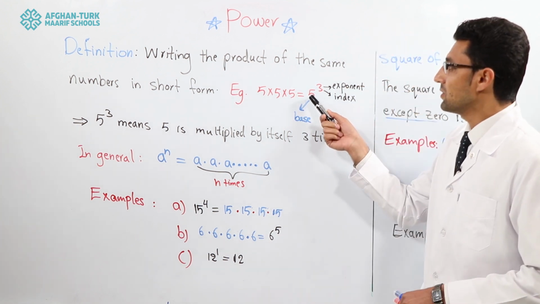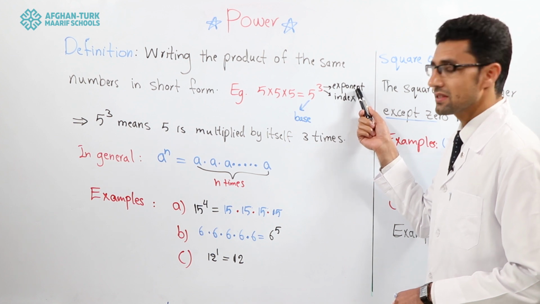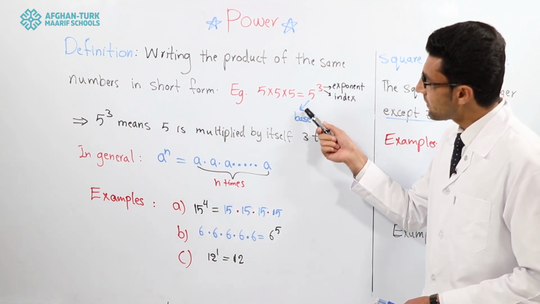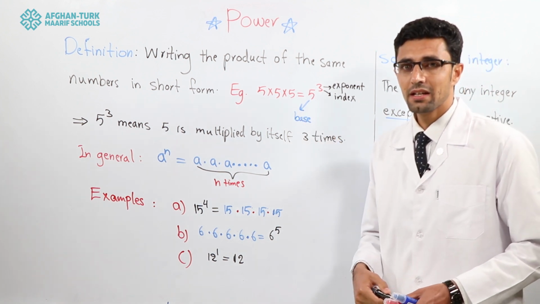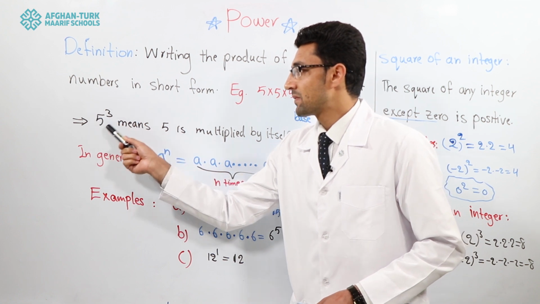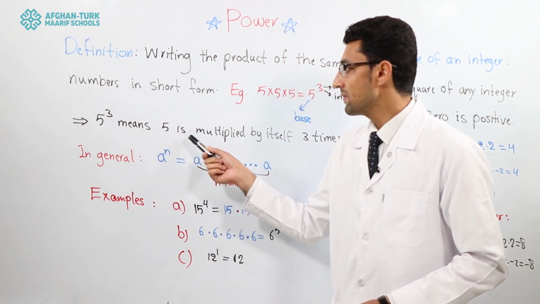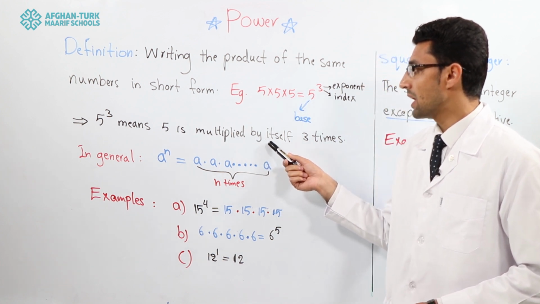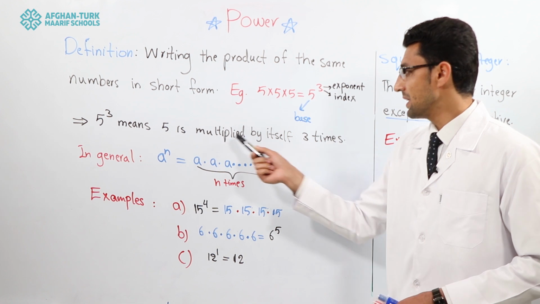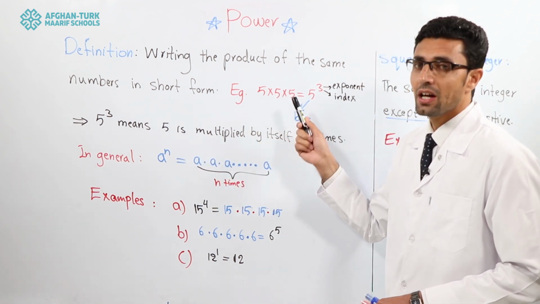Okay, what do you call 3? We can say exponent or index. What do you call 5? We can say base. And 5 to the power of 3 means 5 is multiplied by itself how many times? 3 times. 5 multiply 5 multiply 5.